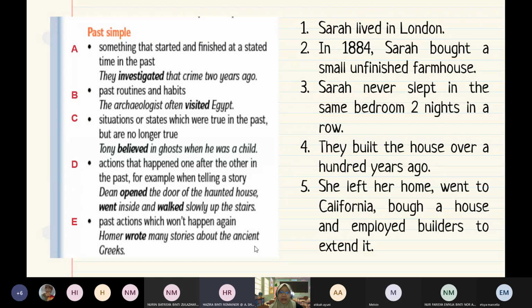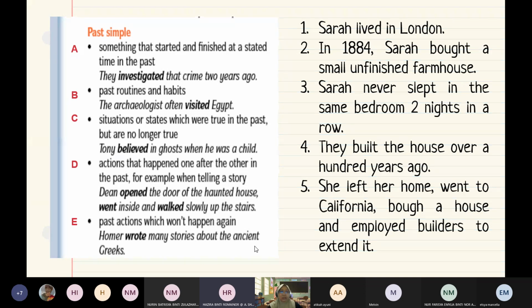D, actions that happen one after the other in the past, for example, when telling a story. Ini tentang perbuatan yang berlaku pada masa lepas. Dalam satu ayat tu ada lebih daripada satu perbuatan. So you use past tense as well. And E, for past actions which won't happen again, untuk kejadian yang telah berlaku yang tak mungkin berlaku lagi sekarang. So that is when you are going to use past simple tense.